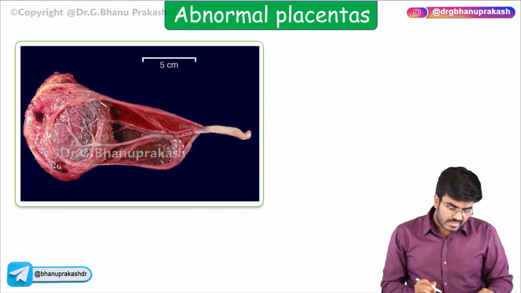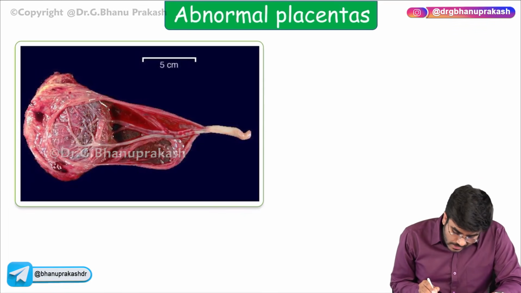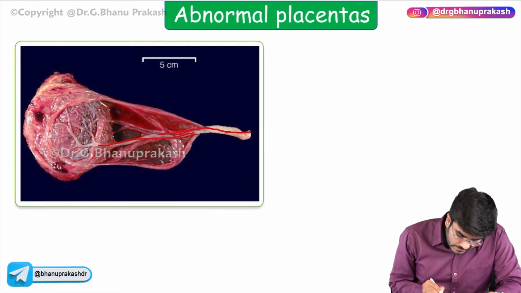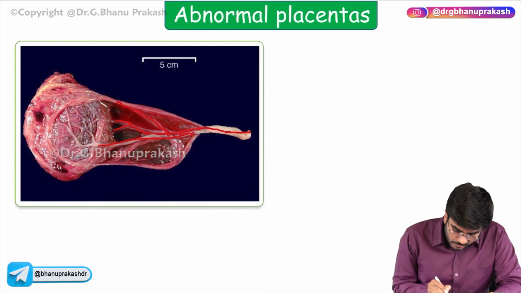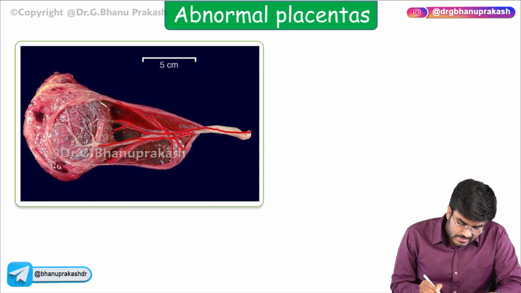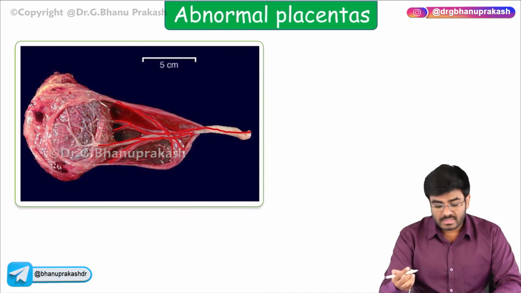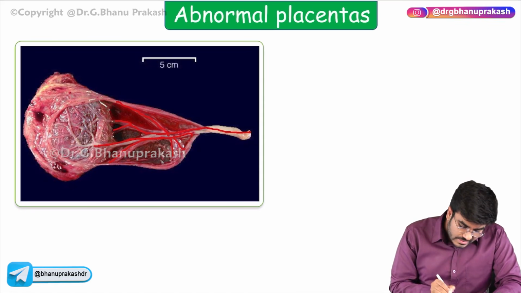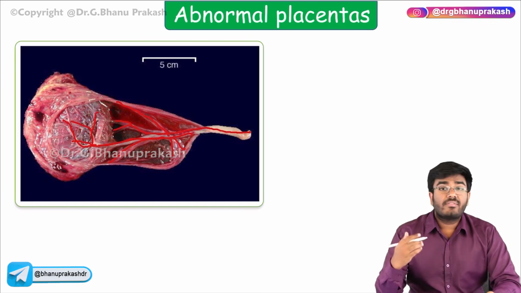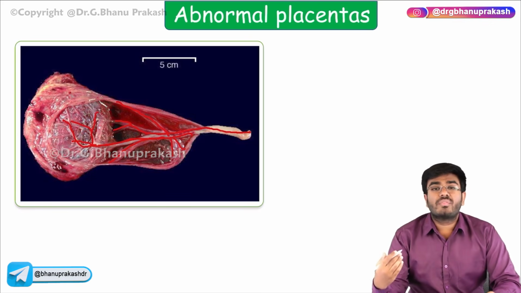Now, here in this image, what you can see is the umbilical cord, the vessels in the umbilical cord, they are getting inserted onto the membranes. This is the amniotic membrane. See, the umbilical vessels are getting inserted onto the membranes. Later, these vessels enter the placenta. So, this is known as velamentous insertion of the cord.